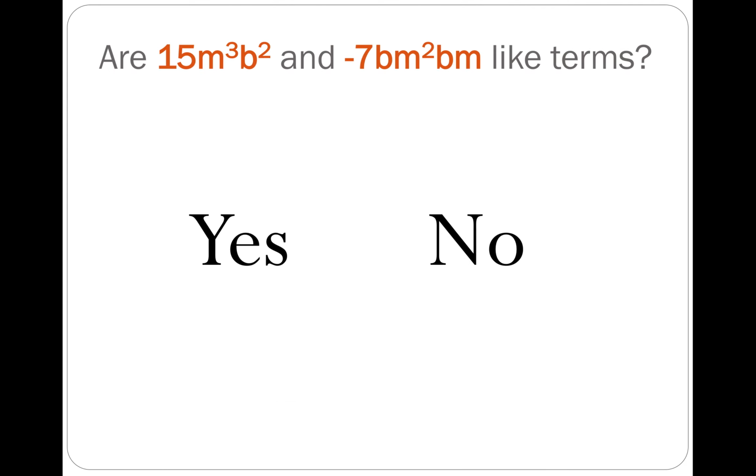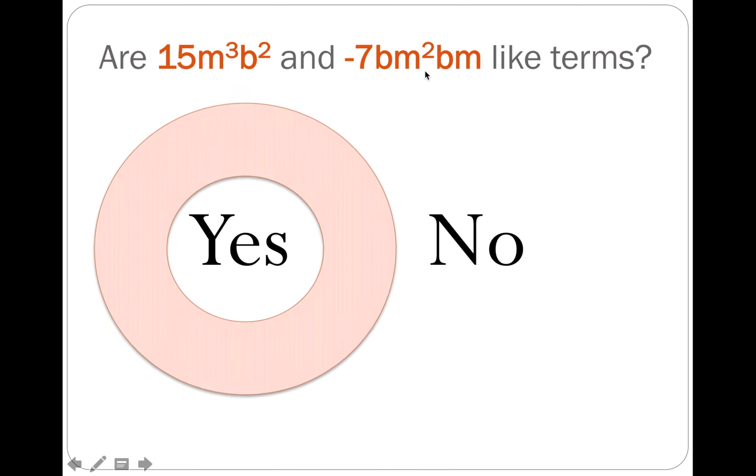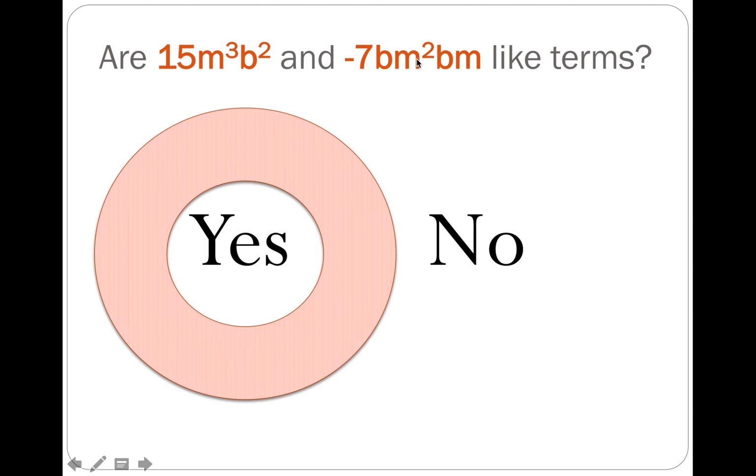Are 15m cubed b squared and negative 7b m squared bm like terms? This is tricky because this second term isn't simplified all the way. They wrote b m squared bm. So look, there's two b's. That's b squared. There's three m's, m squared and another m. So that's three m's, m cubed. So these actually are like terms. They're the same creature, the same species of creature. This one is just not simplified.